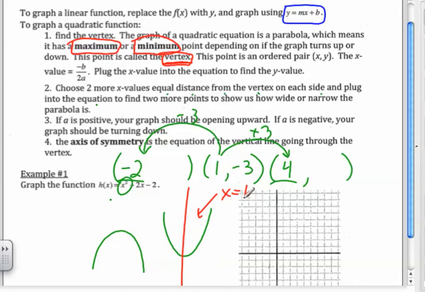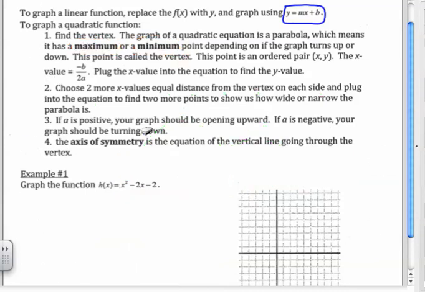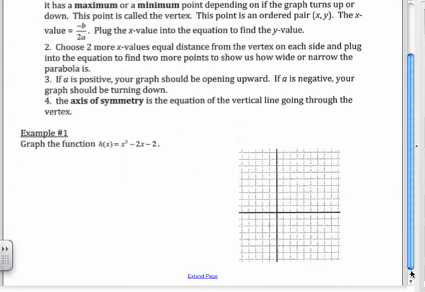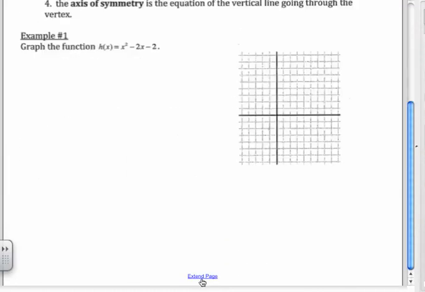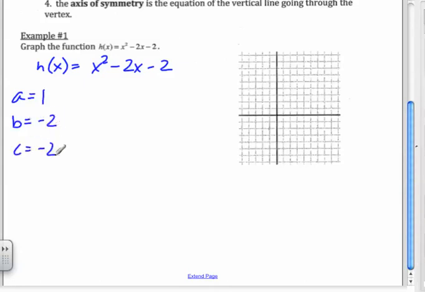Let's try and graph this thing. Okay? Let me erase all of this mess so that we can actually get some work done. All right? I'm going to expand this a little bit, give myself some room. The equation is h of x is equal to x squared minus 2x minus 2. A equals 1. B equals -2. C equals -2. I won't need C for this.